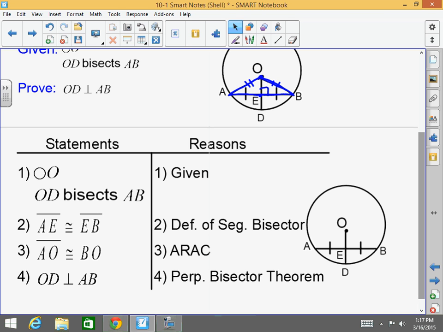Again, so now we know 2 things. If a radii is perpendicular to a chord, bam, it bisects that chord. We also know if a radii bisects a chord, bam, it is perpendicular. Okay, we can use those immediately. But again, I'm just trying to prove why we can use those. You with me here?